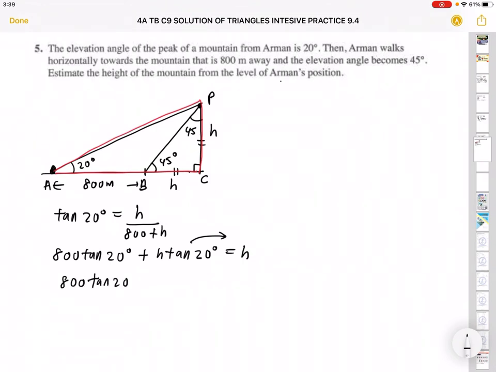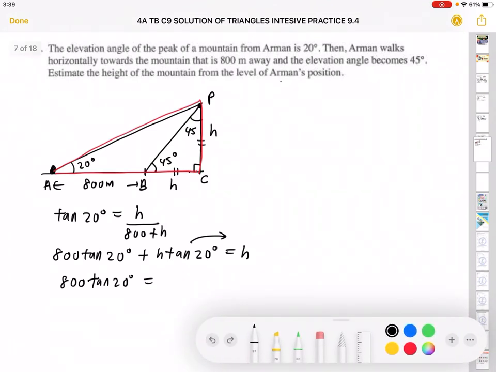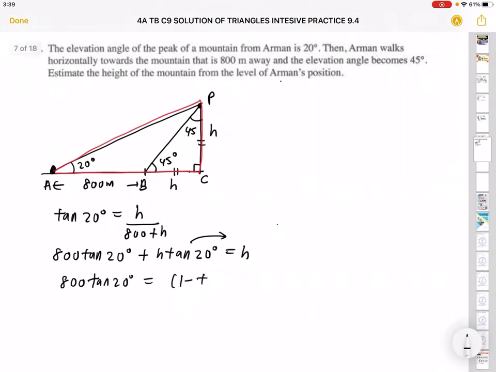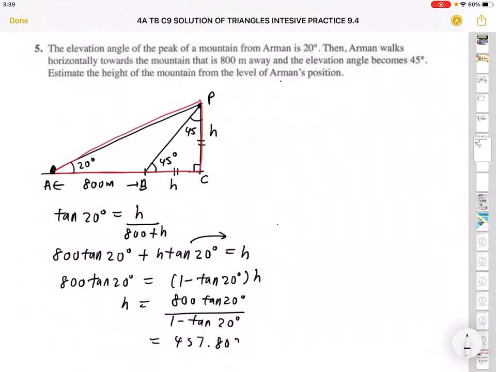So when you take H minus H tangent 20, I hope you're okay if I write 1 minus tangent 20, factorizing the H straight away. So H is 800 tangent 20 divided by 1 minus tangent 20. Just use your calculator, type it in. This is the most accurate answer, 457.803. If you were to round off, you have to use a lot more decimal places to avoid rounding off too early.